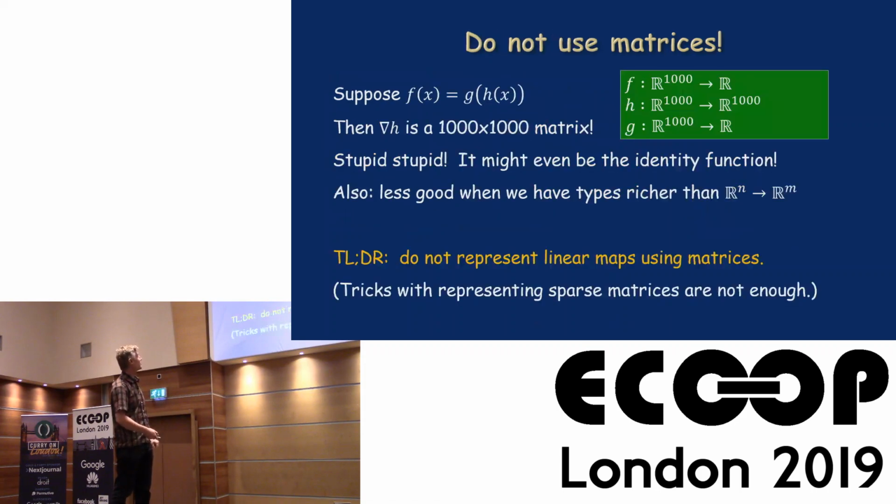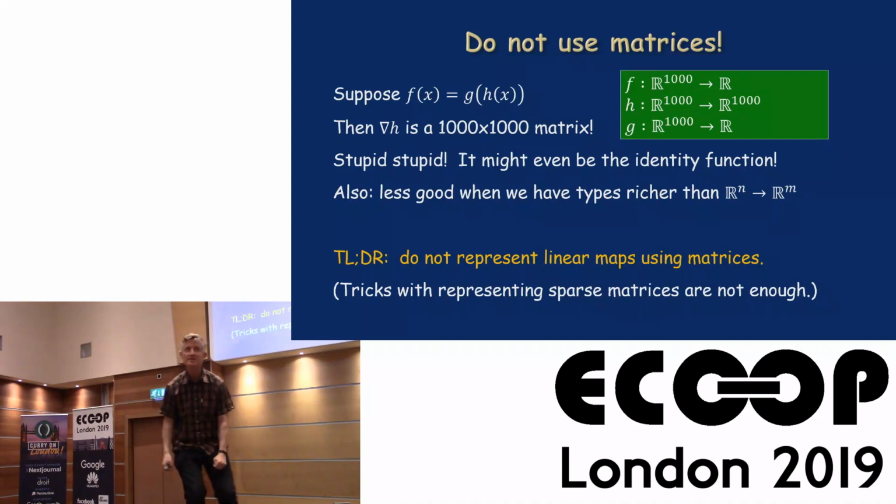Here it is. Here's why it fails. Suppose that F was G composed with H, and I'm here giving you the types of F, G, and H. So F, as advertised, takes a R to the big number to R, because those are the kind that are of interest to the machine learning folk, the cat down to the cat likeness. H takes this R to the 1,000 to an R to the 1,000, right? And G smashes the R to the 1,000 down to R. Well, that's well typed.